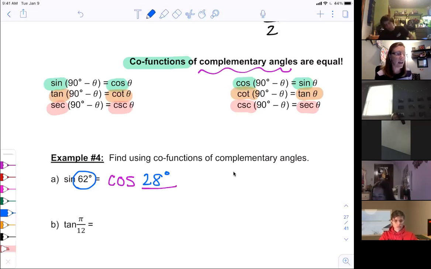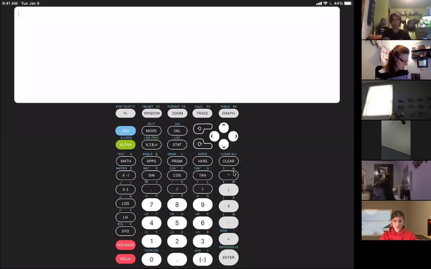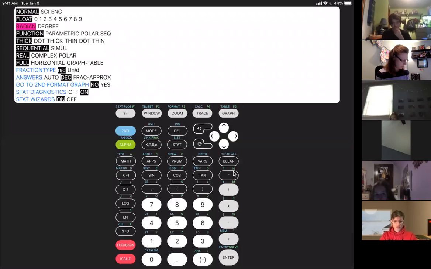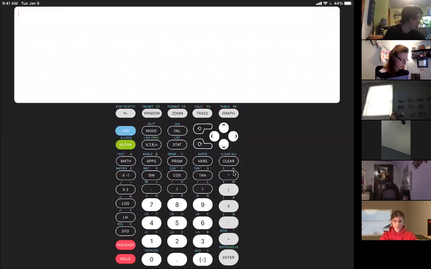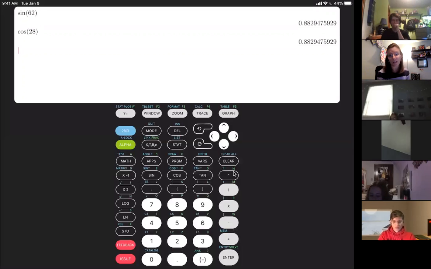So if you have a calculator, you can type in the sine of 62 and the cosine of 28. And I'll pull up mine. So sine 62, cosine 28, and you can see that their values are equal, and that's because they are co-functions. So as long as the angles are complementary, then the value is the same.